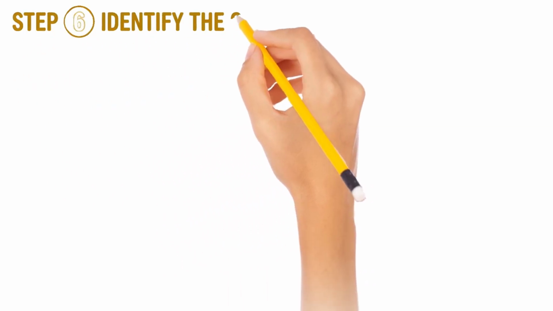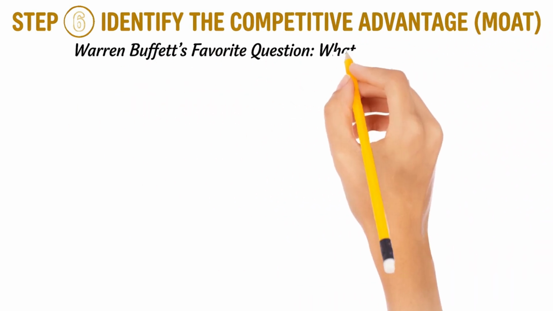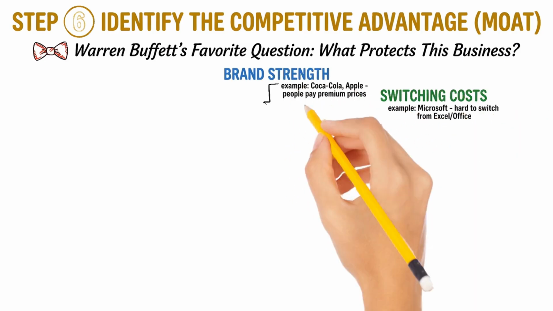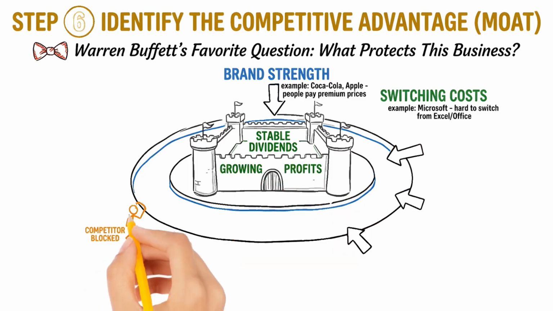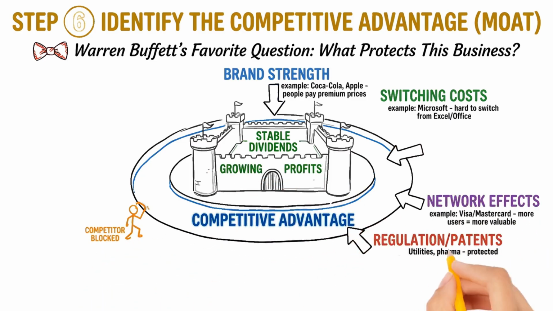Step 6. Identify the competitive advantage, or what Warren Buffett calls the economic moat. This is the factor that protects the business from competition and allows it to maintain or grow its earnings and therefore its dividends over many years and decades over time.